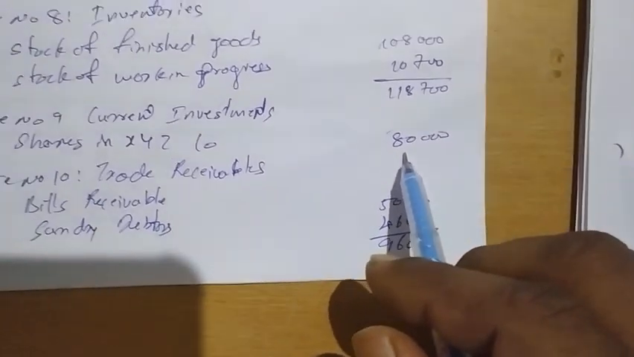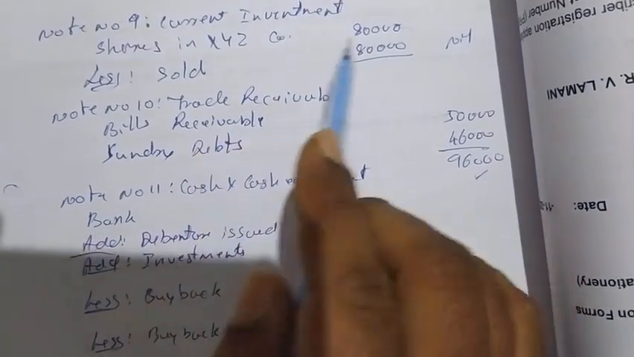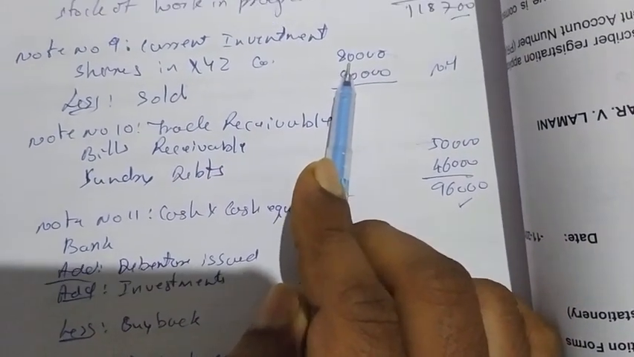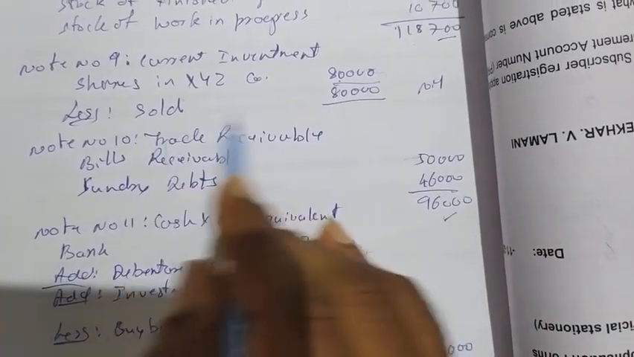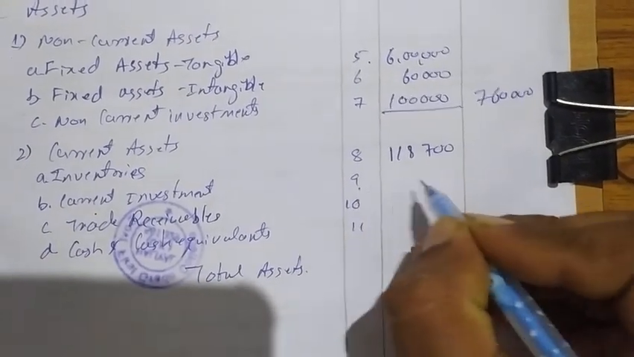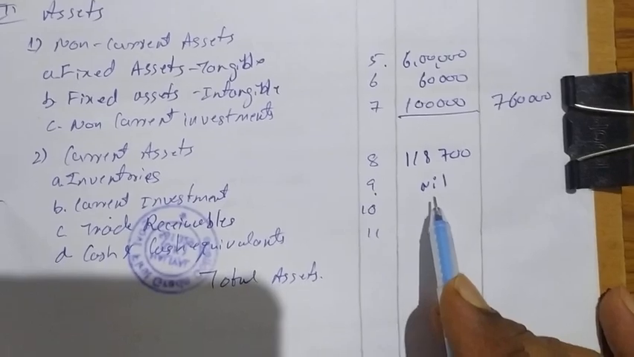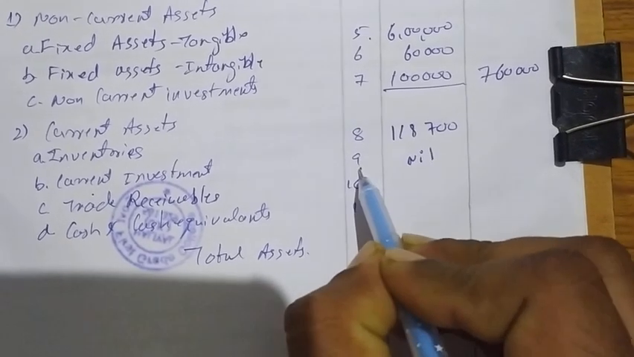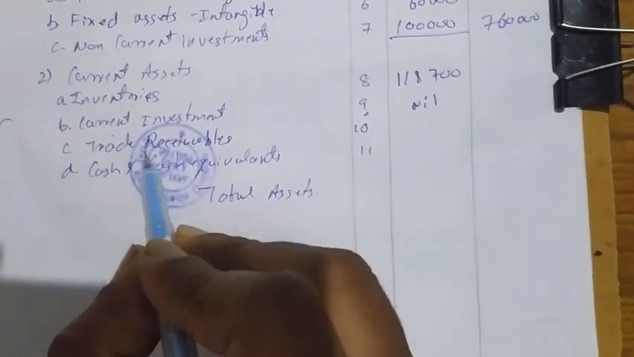Then second comes current investments. Current investments were 80,000, invested in XYZ company's shares. Now we have sold all shares for 65,000, so nothing is left here. So sold all 80,000, no current investment. So note number 9, nil. Even though there is no amount here, show it here because we have made changes here. So nil.